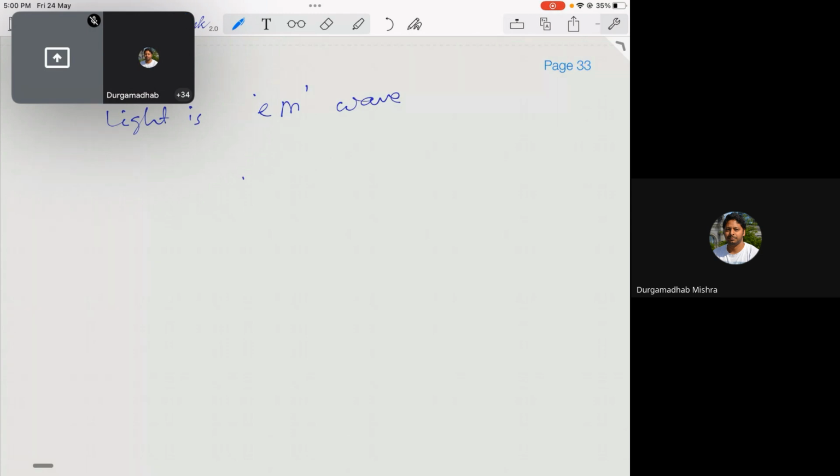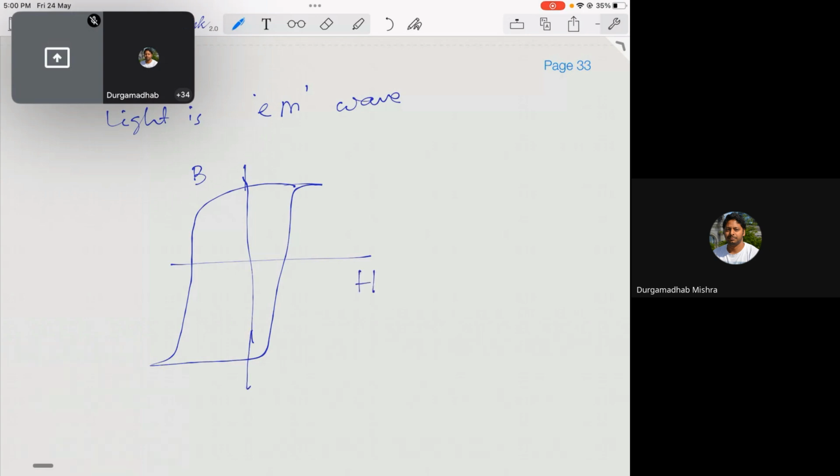So there are two ways you can plot this hysteresis. In the x-axis I have H, the magnetic induction, and in the y-axis B. What is H due to? It is due to the current in a wire. Any current flowing through a wire will produce a magnetic induction H.